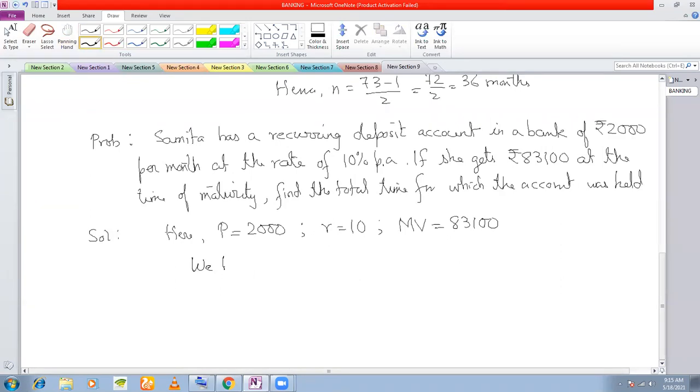So we have, that maturity value is equal to n into p plus I, right? So maturity value here is 83,100.